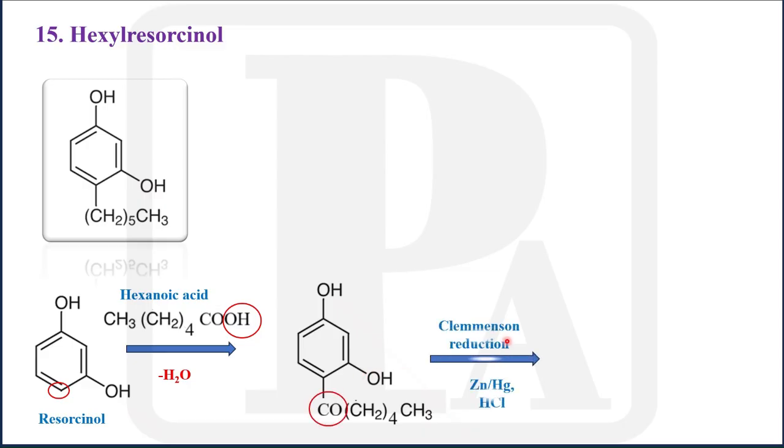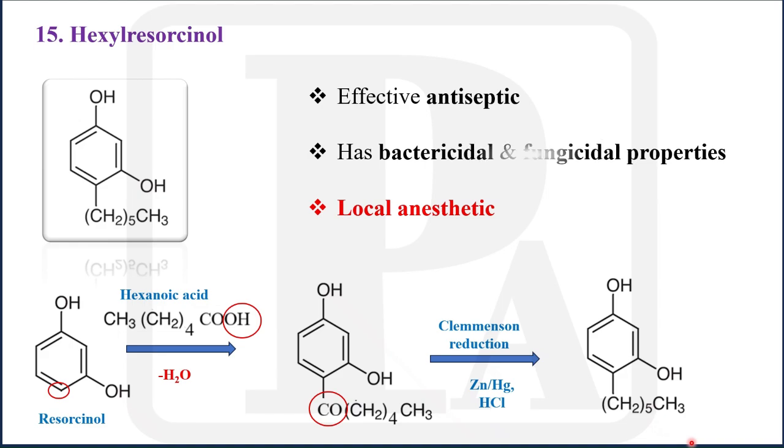Now we are going for Clemmensen reduction by using amalgamated zinc. By means of Clemmensen reduction, the carbonyl group, that ketone, is converted to active methylene, and that is converted to a hexyl group. That's why this is called hexyl resorcinol. It is used as an antiseptic. It is having bactericidal and fungicidal properties, having local anesthetic action.